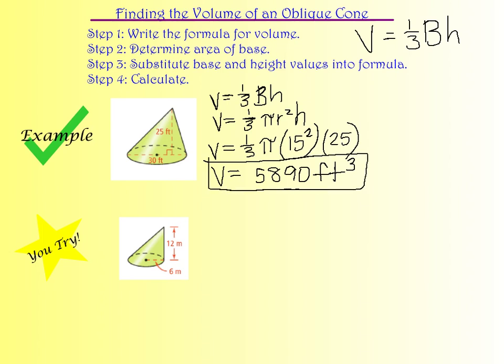Alright, so you try. I want you to do the same exact thing. I want you to find the volume for this cone down below. I want you to use these 4 steps. Show your work. Round your answer to the nearest whole number.